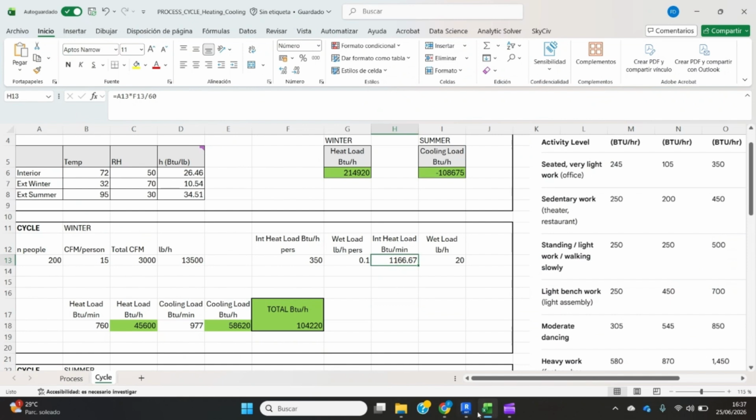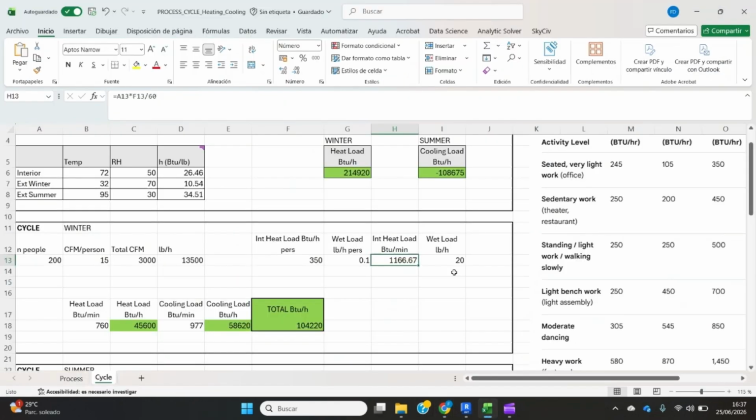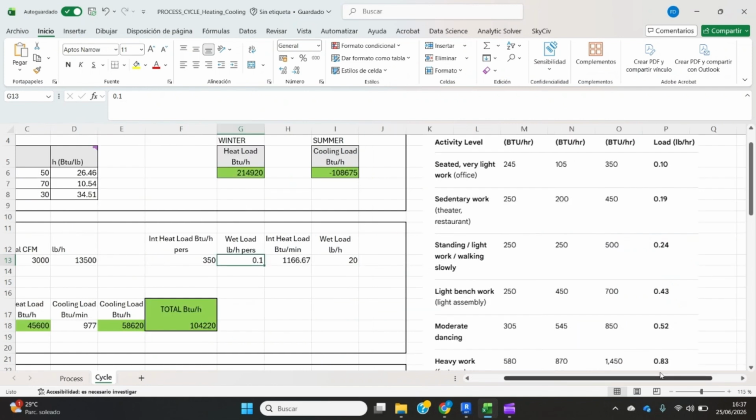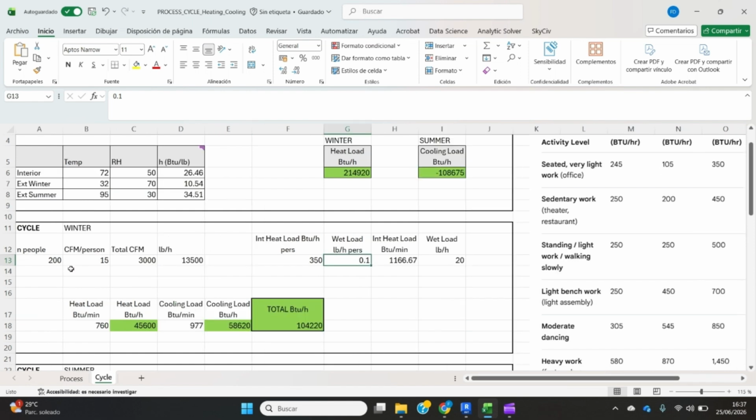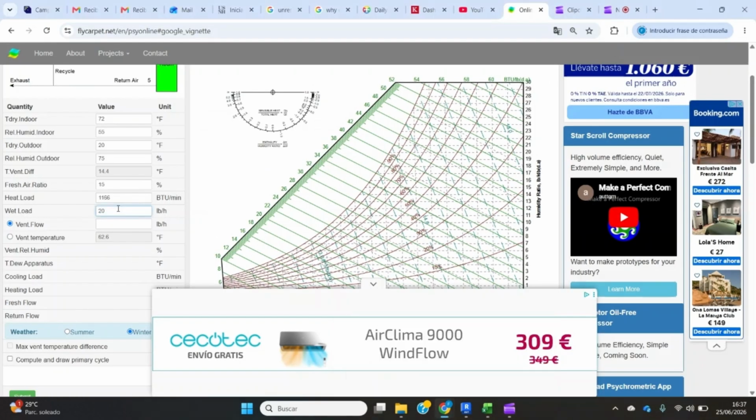So if we go back to the psychrometric chart, the internal heat load is this one, 1166. Then we have the wet load. The wet load is 0.1 pounds per hour. It comes from this chart here. For this activity, we have 0.1 pounds per hour per person. If we have 200 people, the wet load would be 0.1 times 200 people. So this is 20. Let me go back to the psychrometric chart. The wet load would be 20.